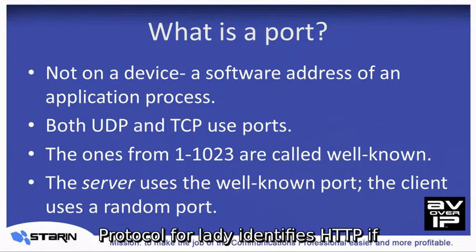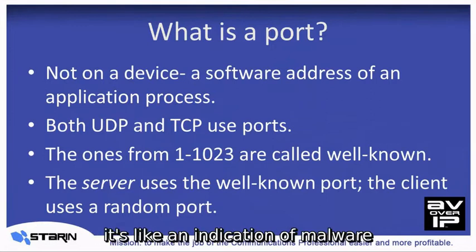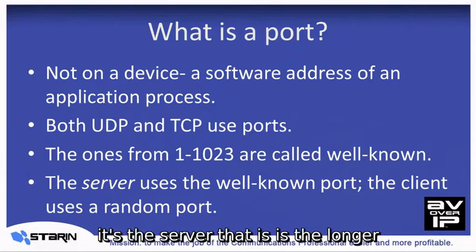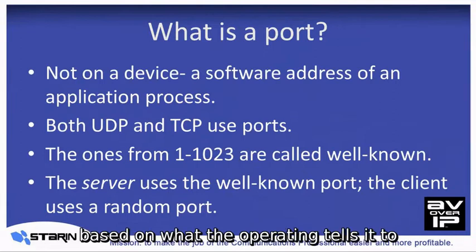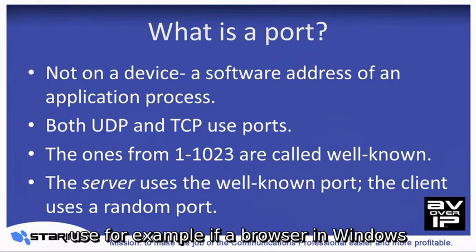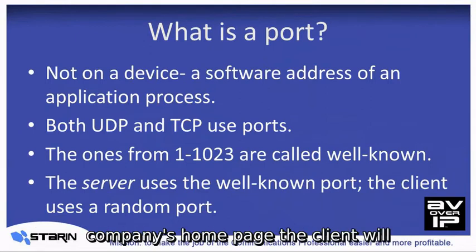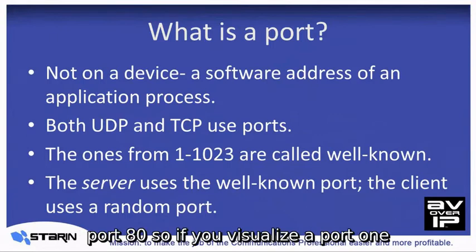Port 80 identifies HTTP. If a process uses it for any other purpose, it's likely an indication of malware behavior, a virus or a worm. In a client-server session, it's the server that uses the well-known port. The client picks a random port that's based on what the operating system tells it to use. For example, if a browser in Windows XP is in a session downloading your company's homepage, the client will probably use a port number like 2026, but your web server will definitely be using port 80.